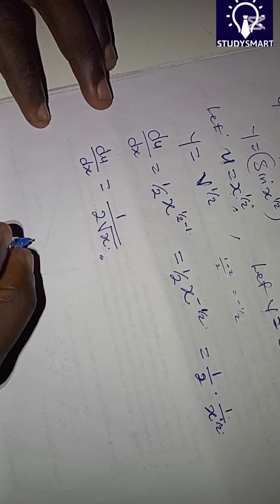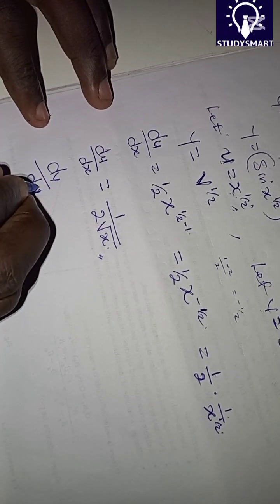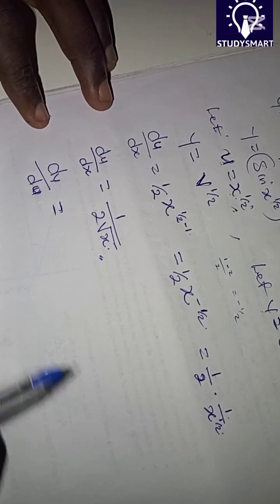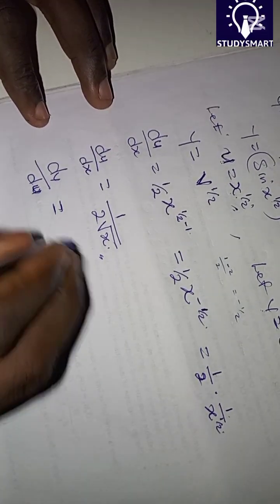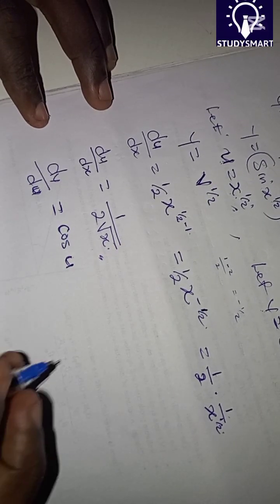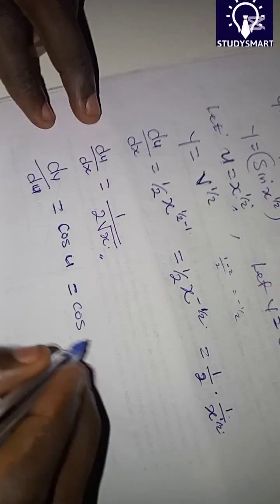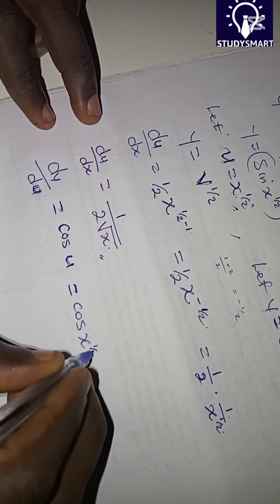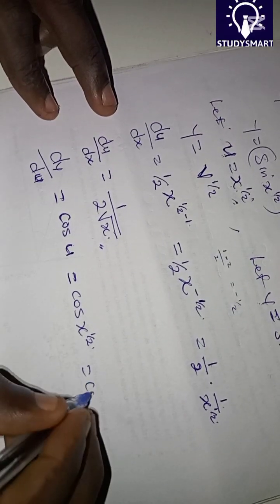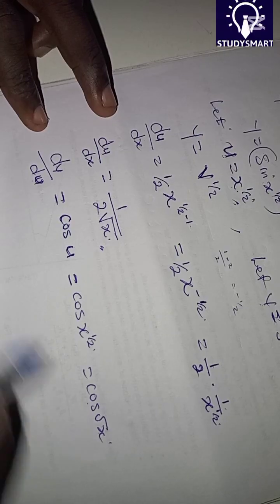dv/du will be equal to, if we differentiate this, we'll have cos u. So that's what we'll be having, cos u, which is equal to cos of our u. What's our u? x raised to power 1 over 2, which is equal to cos root x. So my dv/du is cos root x.